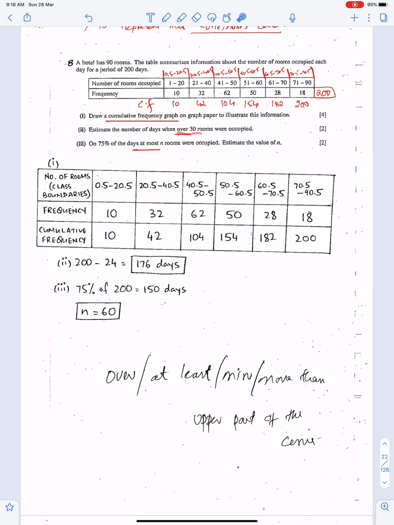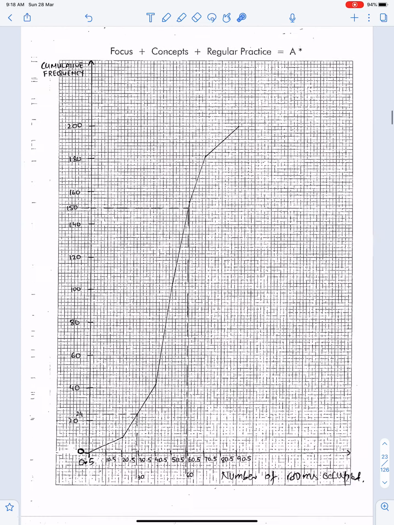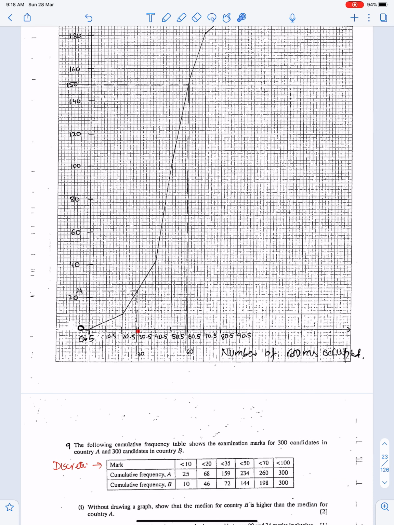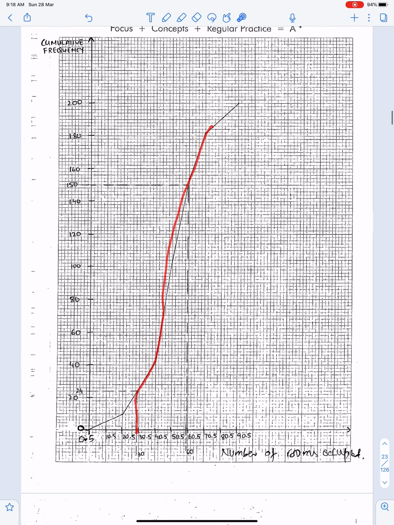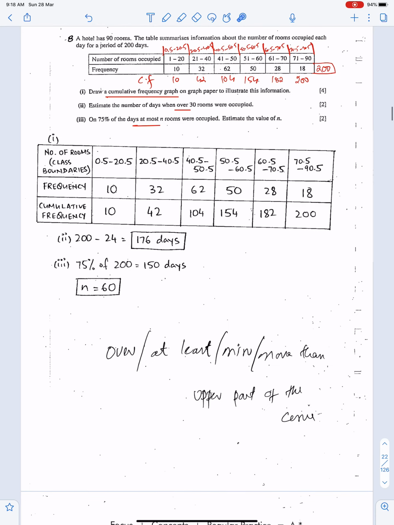Over 30 rooms. Again, they are asking over. So over 30 rooms, this is 30. So over 30 rooms means this. So this is 24. So total is 200. 200 minus 24, 176.